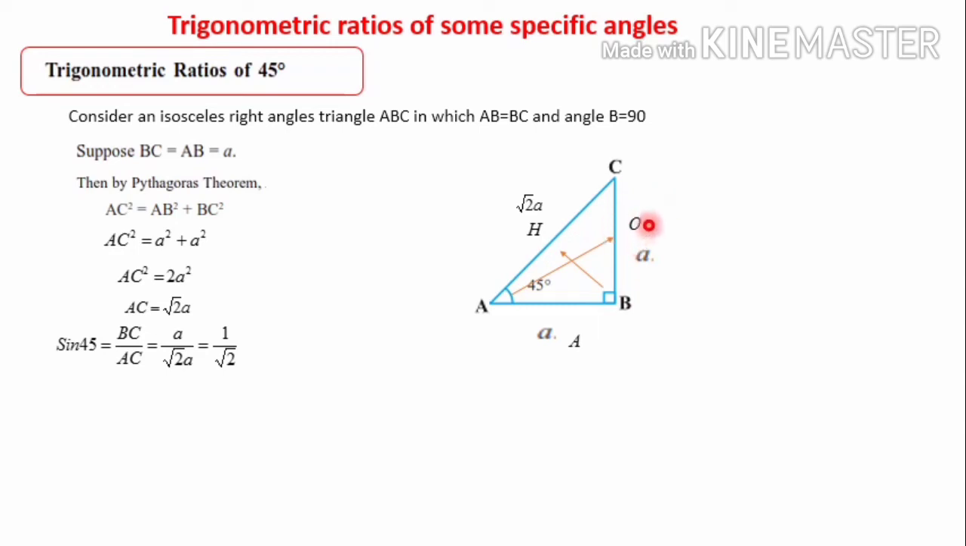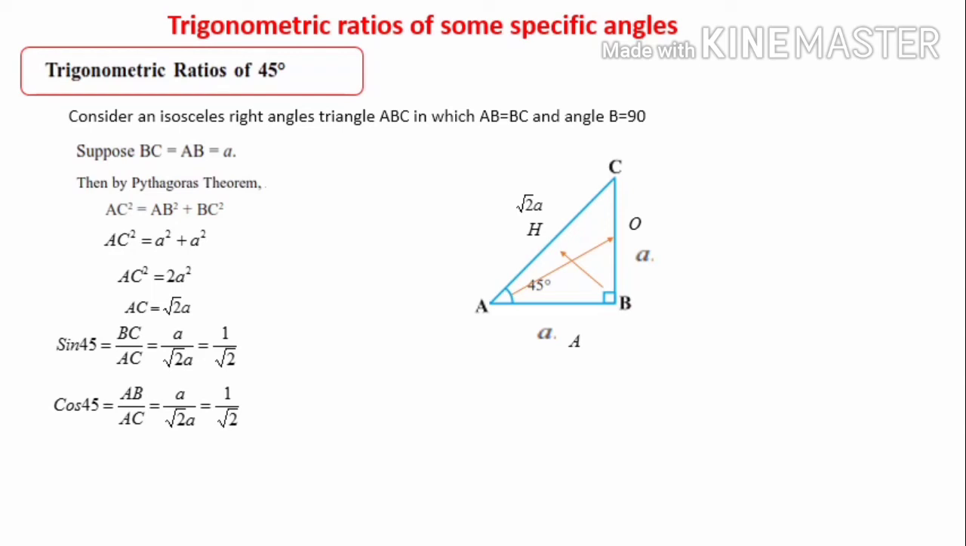Here O is BC and H is AC. So BC by AC, that is BC we have A and AC we have root 2A. So here A by root 2A, A cancelled, and finally we have got the answer as 1 by root 2. That means sine 45 value is 1 by root 2.